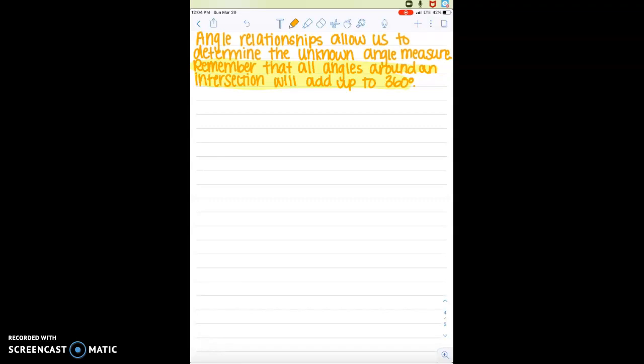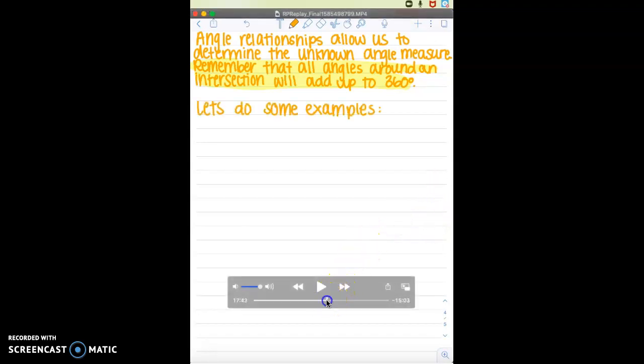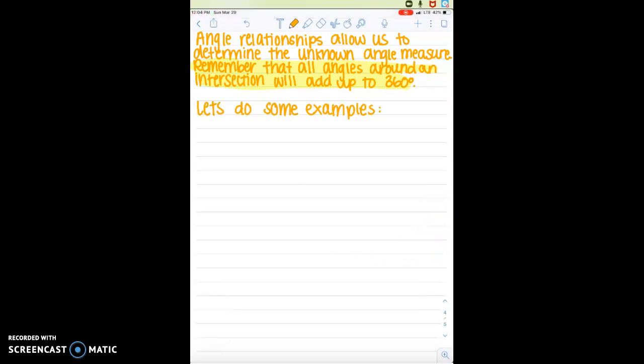So now we're going to do some examples, and I'm going to speed through here. So you don't have to write, let's do some examples, but you are going to have to draw the model. So we're going to start by drawing a straight line. And then I'm going to just draw an intersecting line through it. I'm going to make two angles on the bottom.